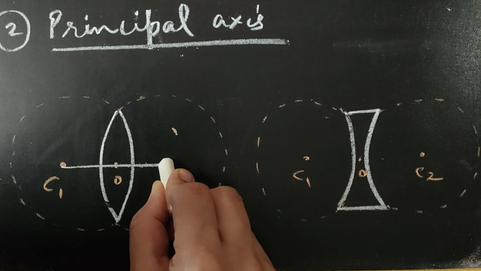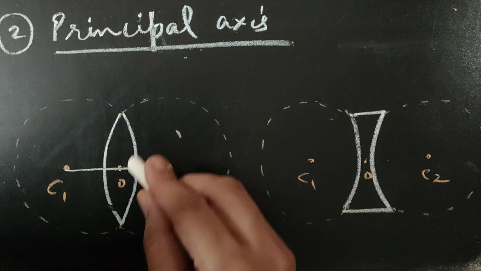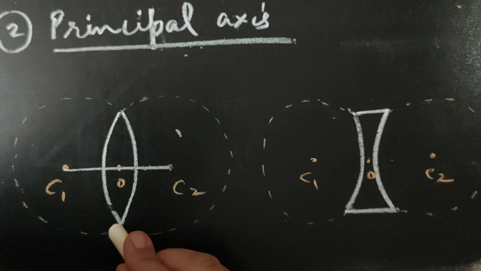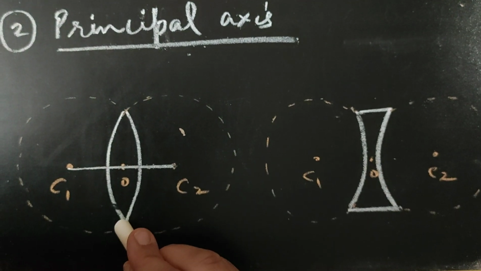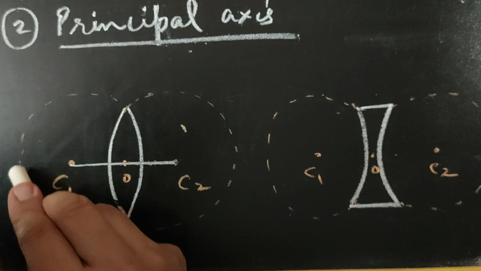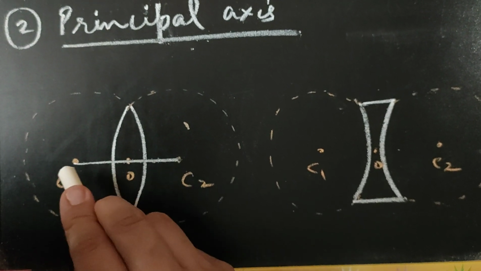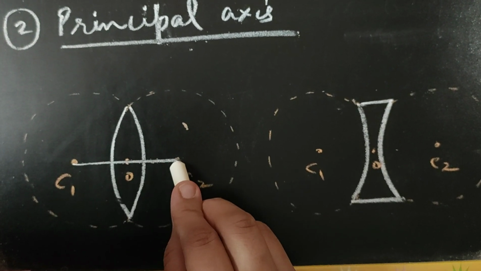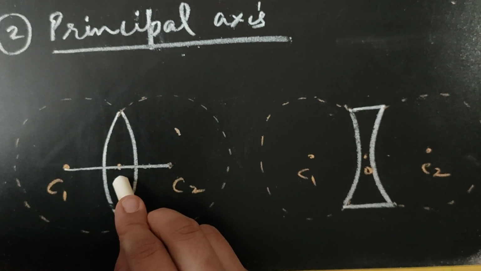Of course, it is an imaginary line, because only this much portion is the lens. This dotted sphere is imaginary. We have just completed this curved surface of the lens, and we have completed this side of the curved surface as well. We marked their centers, and this imaginary line passing through the centers of the two spheres and the optical center is the principal axis.